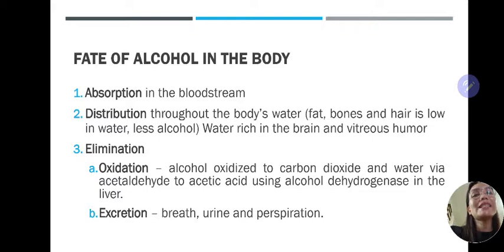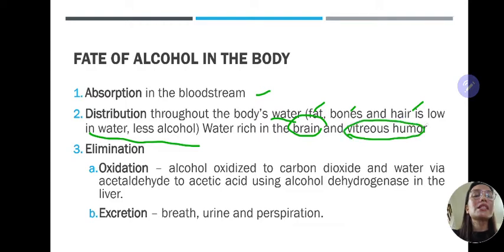So, ano ba yung nangyayari sa alcohol kapag na-intake na natin siya sa body natin? Na-absorb siya sa bloodstream, napupunta sa dugo. Na-distribute siya sa body's water. Pwedeng sa fat, bones, and hair is low in water, so less in alcohol siya. Pero yung brain natin, pati yung vitreous humor, which is nasa eyes natin, ay rich in water. So, mas madami siyang na-absorb na alcohol.